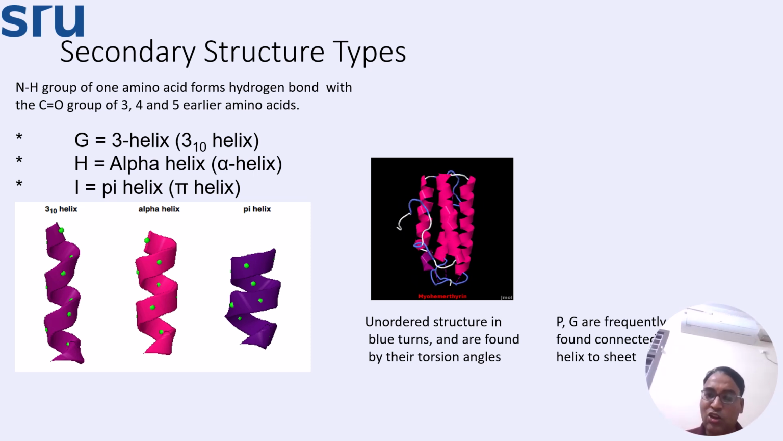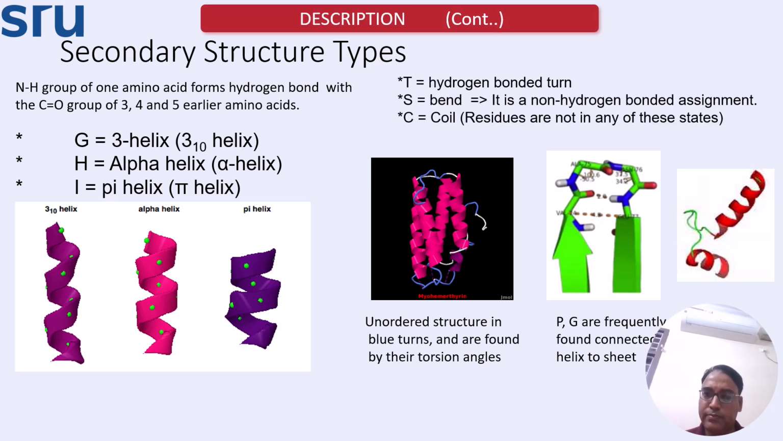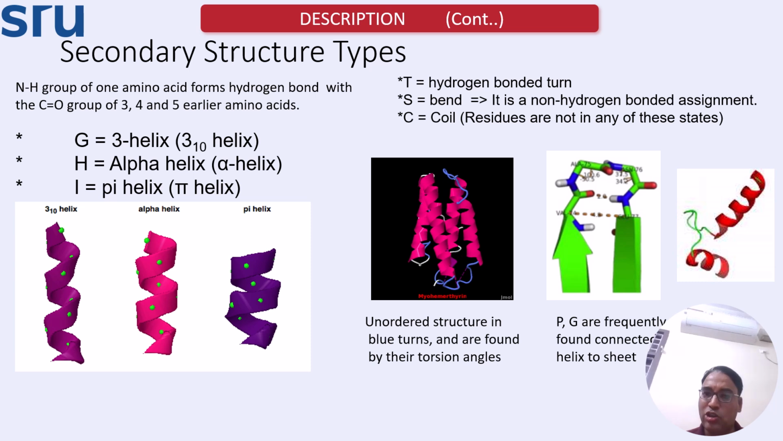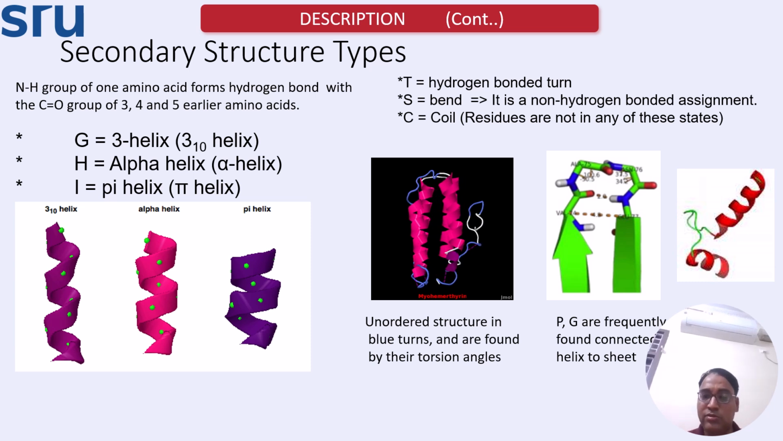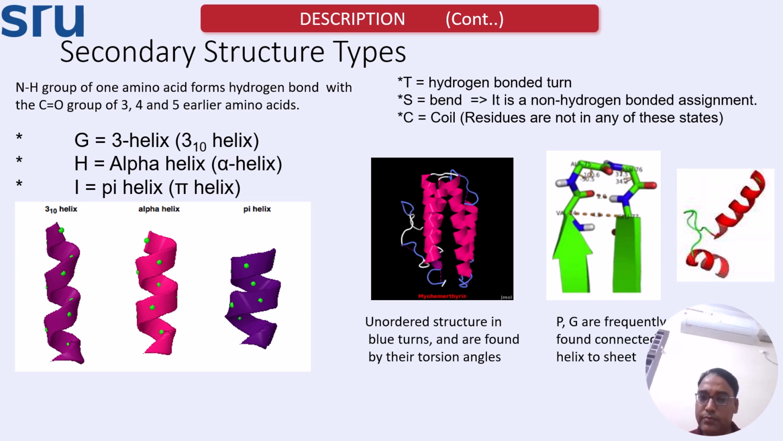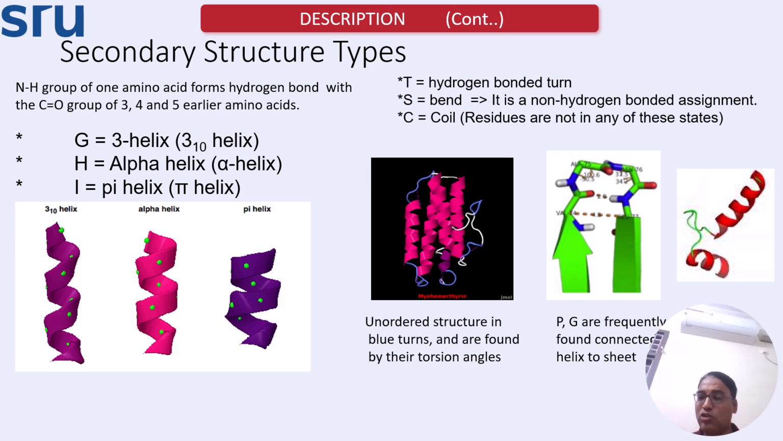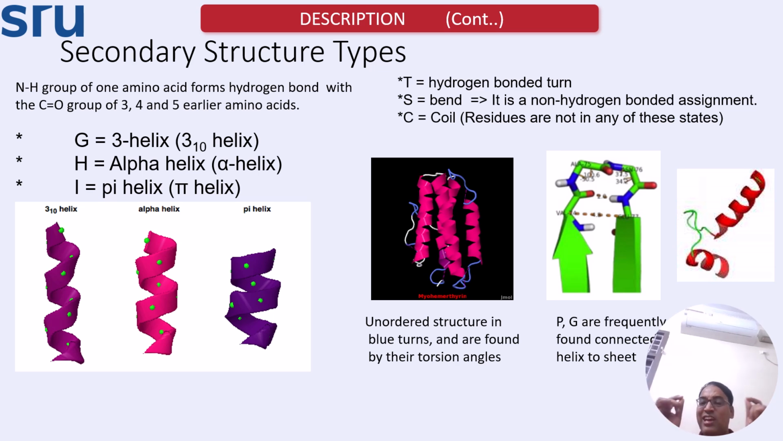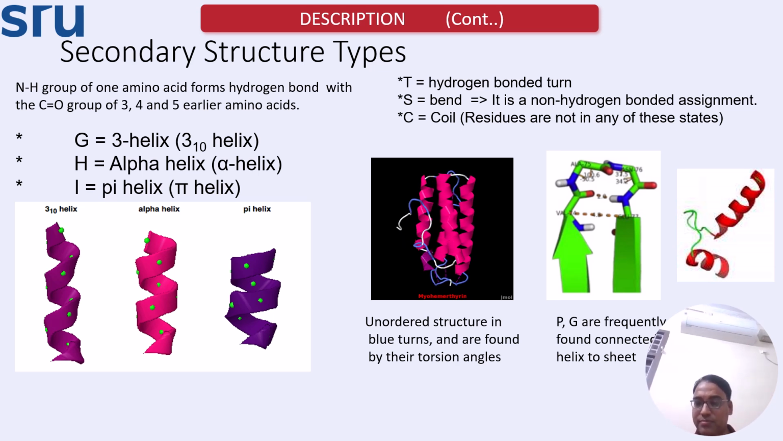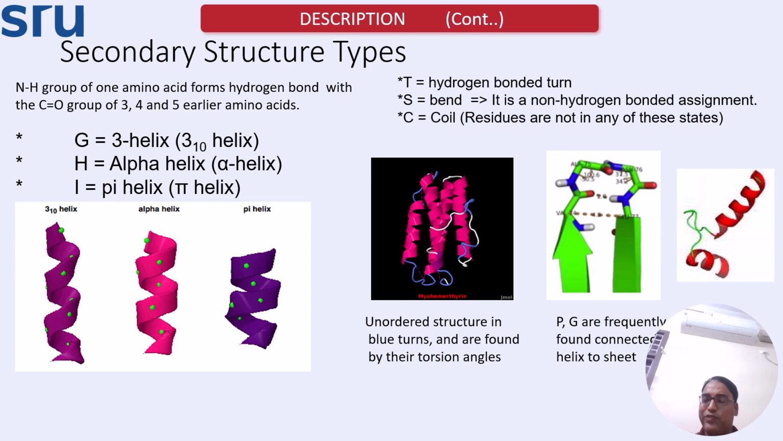Then unordered structure in blue: turn. So this is a hydrogen bonded turn. Because of hydrogen bonding, certain turns come up in the secondary structures. The next is the bend. Only because of hydrogen bonds, nature properly tweaks the secondary structure and connects them in a way to guide the function.